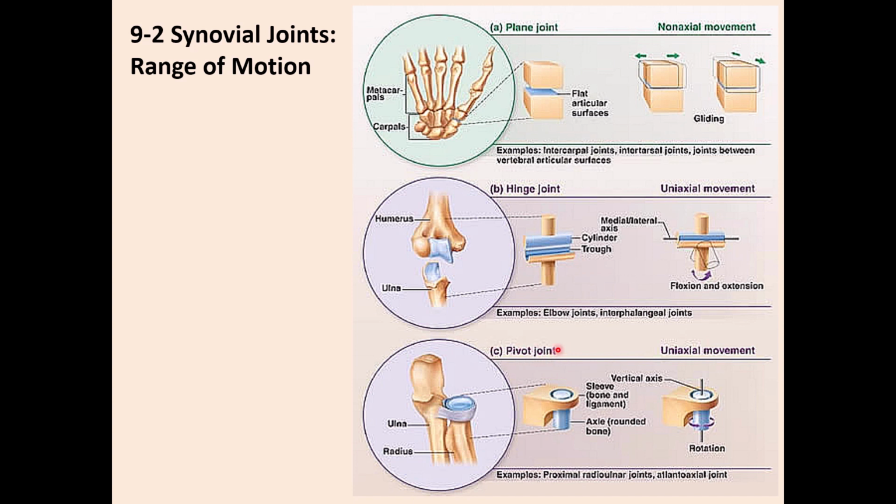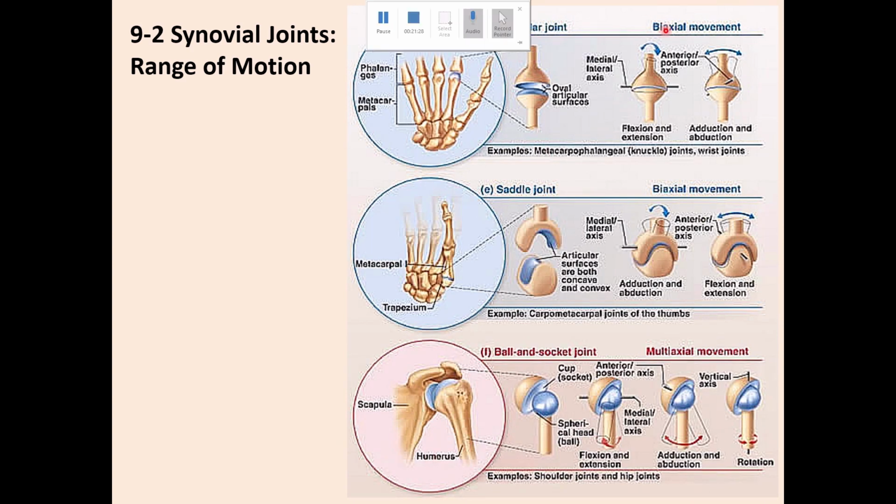The second type of uniaxial is called pivot joints, and there is a rotation. So again, in one axis, but there's a rotation here. A good example is the radio-ulnar joints. Here you can see the head of the radius and radial notch of the ulna. So this is the proximal radio-ulnar joint. This is where you can see these movements, supination and pronation. Also, you can see the atlantoaxial joint between C1 and C2 in the vertebrae.